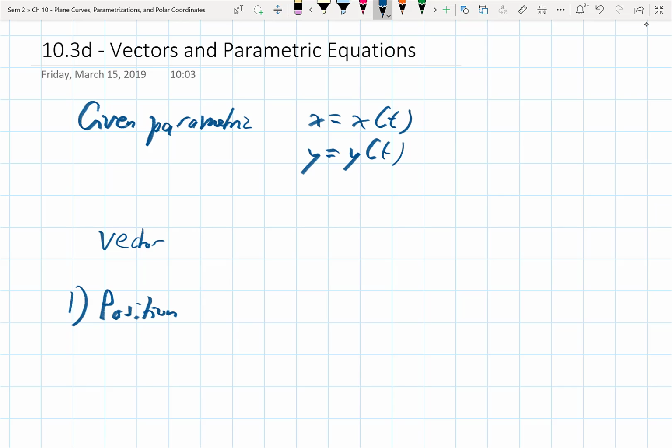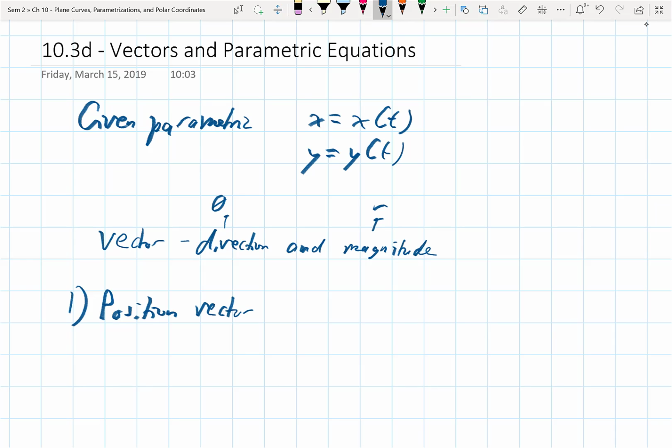A vector is simply a direction and a magnitude. It's nothing more than the two of those. It's a direction, which can be defined in terms of an angle, and a magnitude, which we can think of as a radius. So really a vector comes down to a coordinate system in polar coordinates.